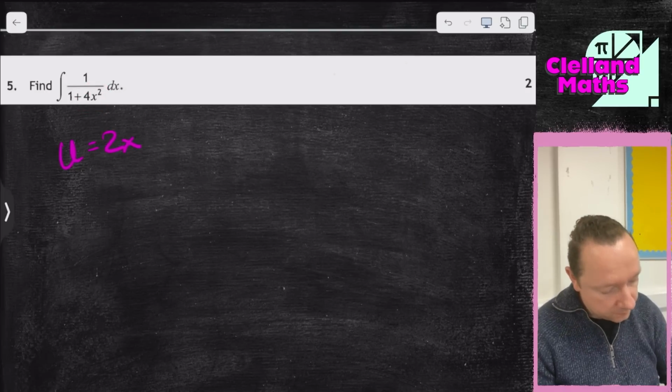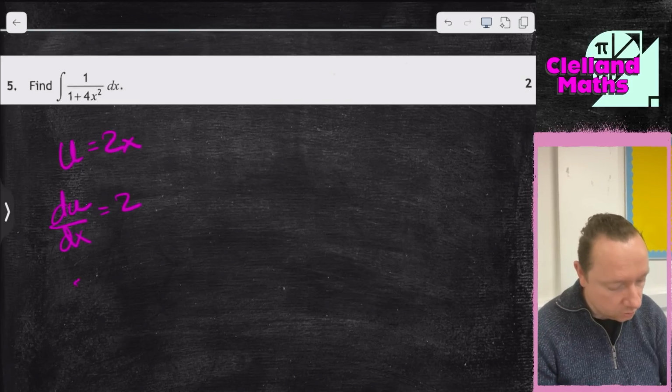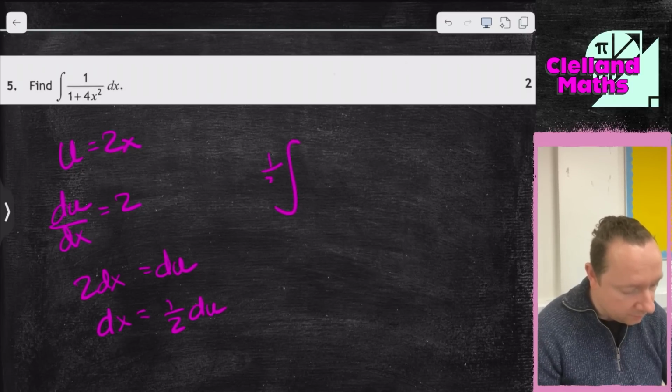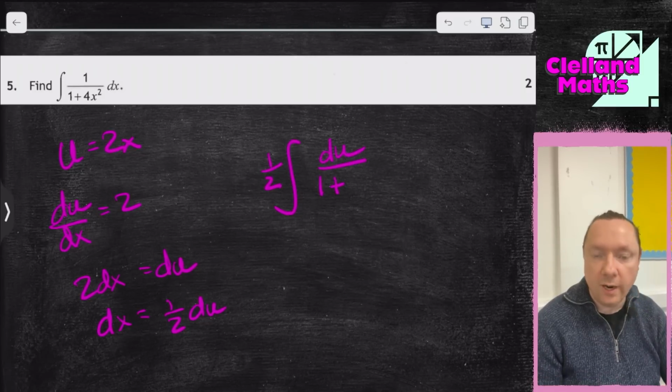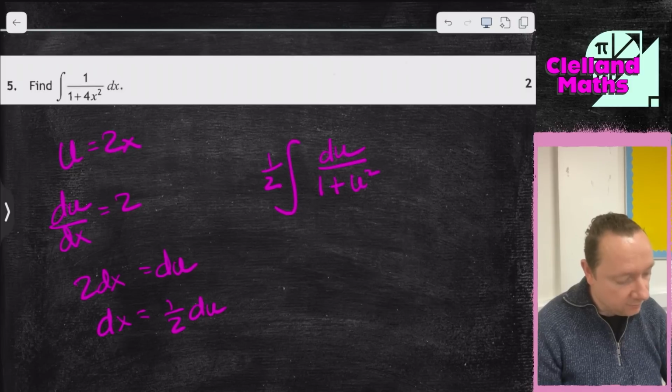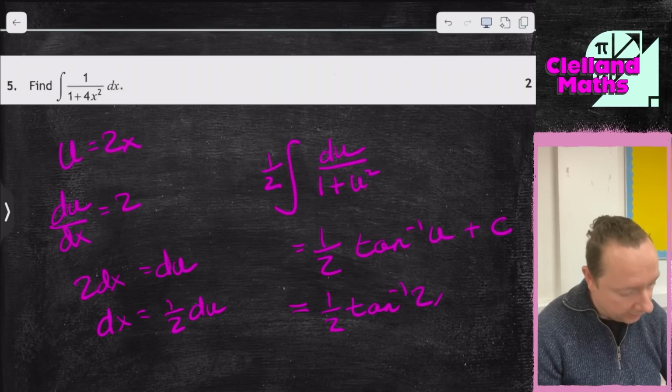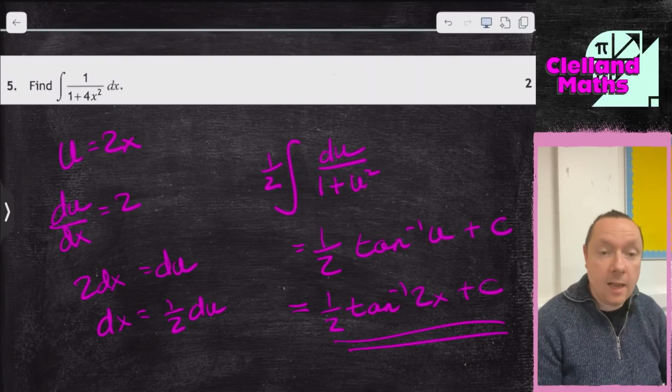So let me do that. du by dx is 2. So 2 dx is du. So that means that dx is a half du. So my integral becomes the integral, I'll just put the half outside, of du over 1 plus, well, 2 2's is 4x squared, u squared. And then as I've already said, that's the inverse tan of u plus c. So that's the inverse tan of, putting u back, 2x plus c, and we're done there.